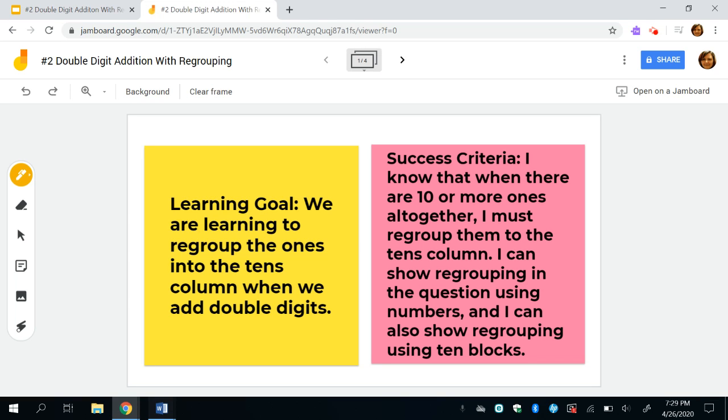Today, we are going to learn about double-digit addition with regrouping. Our learning goal is we are learning to regroup the ones into the tens column when we add double digits. Our success criteria is I know that when there are 10 or more ones all together, I must regroup them to the tens column. I can show regrouping in the question using numbers, and I can also show regrouping using 10 blocks.